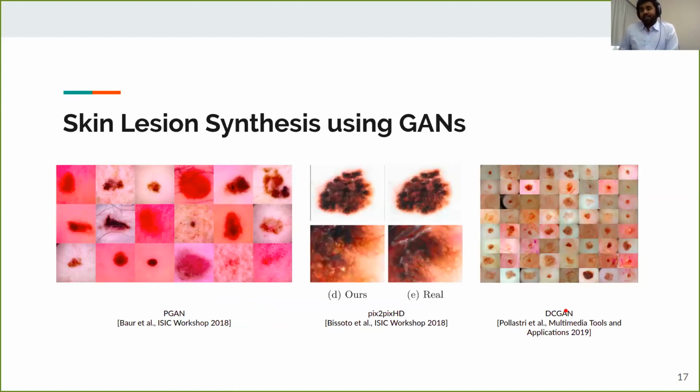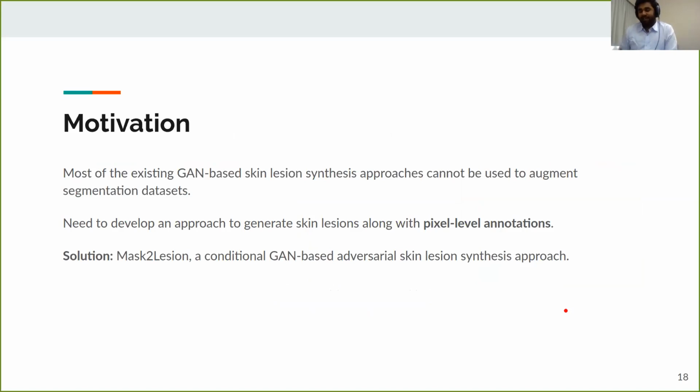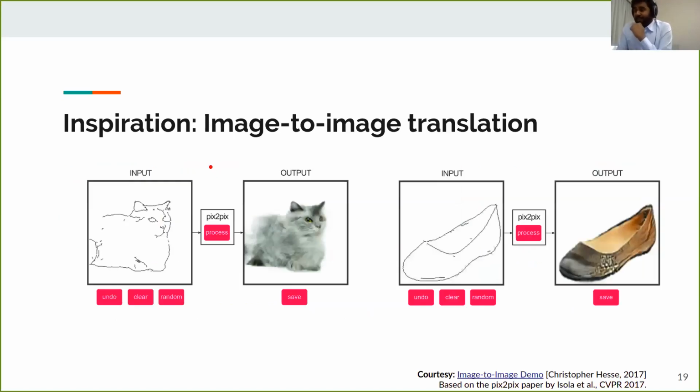However, most of this work cannot be used to augment segmentation datasets, primarily because these synthesized images do not come with their annotations. So the goal here is to develop an approach which can generate synthetic skin lesion images as well as their corresponding annotations. So we propose the solution of MaskLesion, which is a conditional GAN-based skin lesion synthesis approach. The inspiration for this work came from image-to-image translation, particularly the Pix2Pix paper, which was widely popular and showed that it is possible to construct realistic images of things like cats or shoes from just hand-drawn sketches of their boundaries.